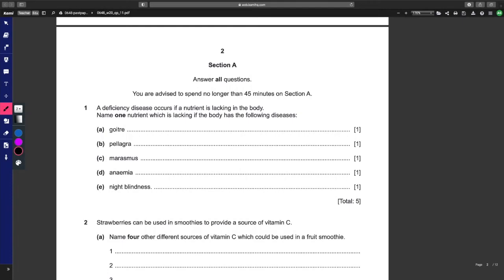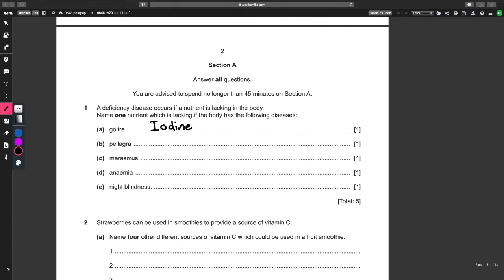A deficiency disease occurs if a nutrient is lacking in the body. Name one nutrient which is lacking if the body has the following diseases. A goiter is a swelling in your neck. This usually occurs due to the deficiency of iodine. Iodine is used in the production of hormones from the thyroid, which is located in your neck.